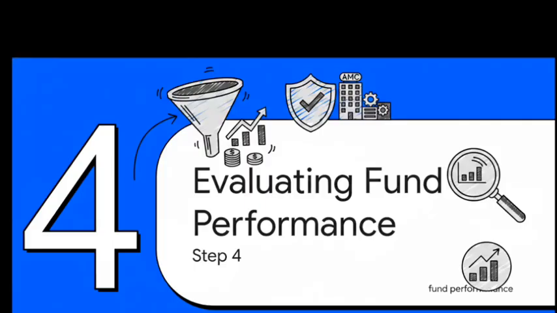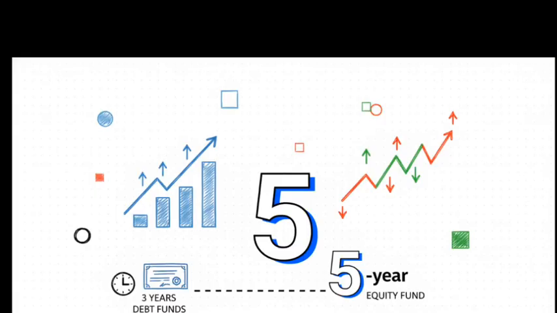Okay, step 4, evaluating fund performance. So, you've found a category that fits your vibe. Now we run the background check. When you're looking at past performance for an equity fund, the magic number is 5. 5 years is the absolute minimum window you should look at.